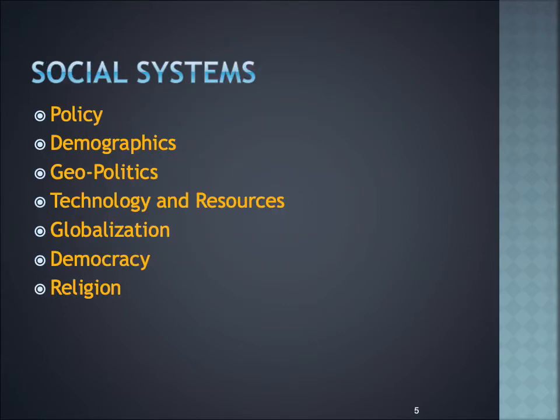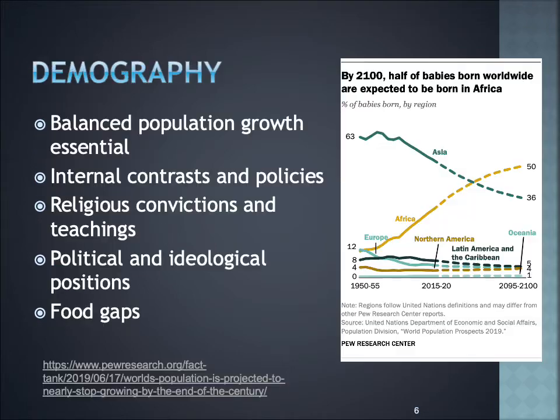Now, within social systems, we've got a whole list of examples here. We are thinking about government policy across a broad spectrum of areas. We can think about demographics, geopolitics relative to one place being stable or not stable, like civil wars, for example, and mass migrations of people, as we have seen in recent times. Technology, globalization, democracy, religion, all of those are going to impact what we see happening. And one of the big ones is demography. So what kind of population growth do we have?